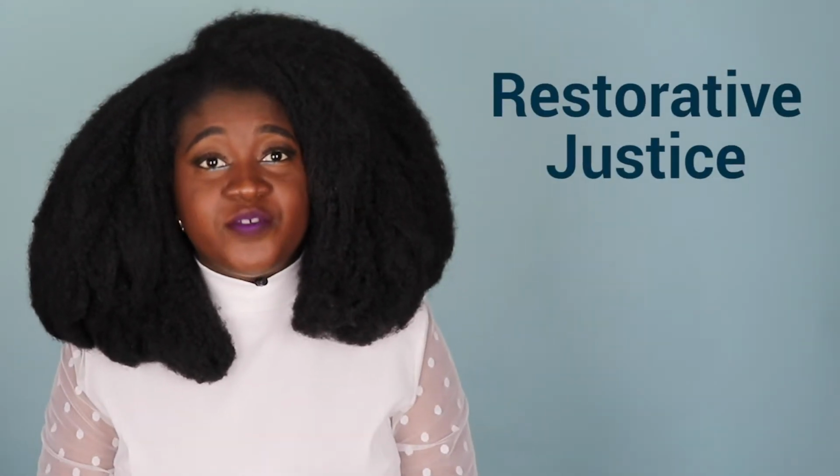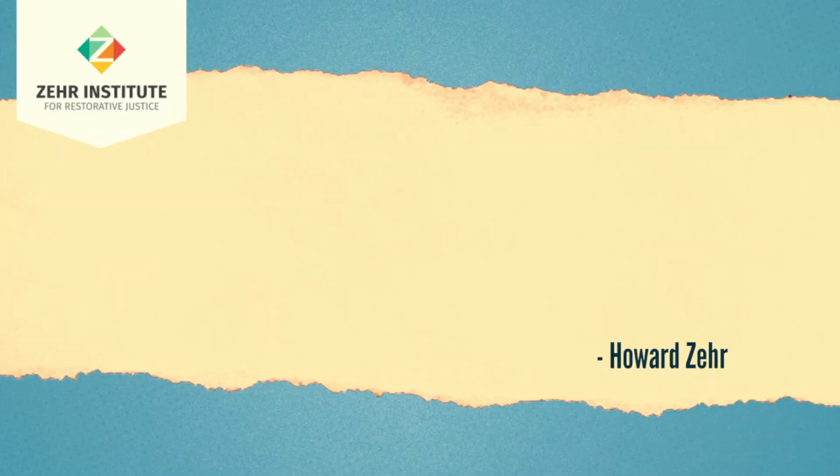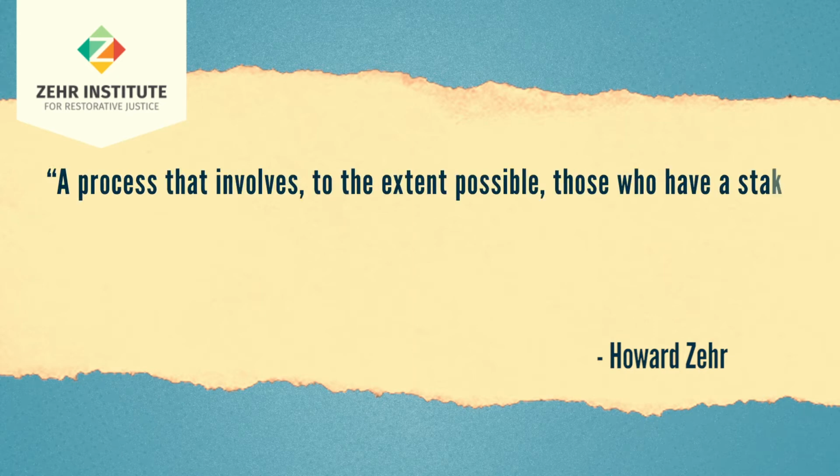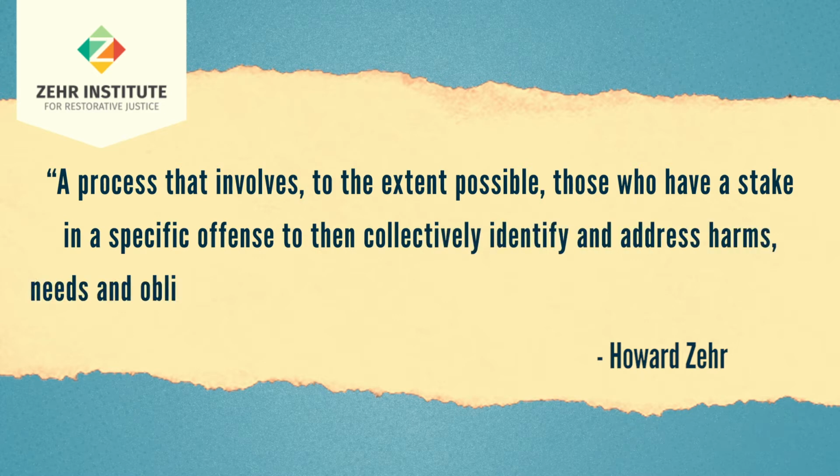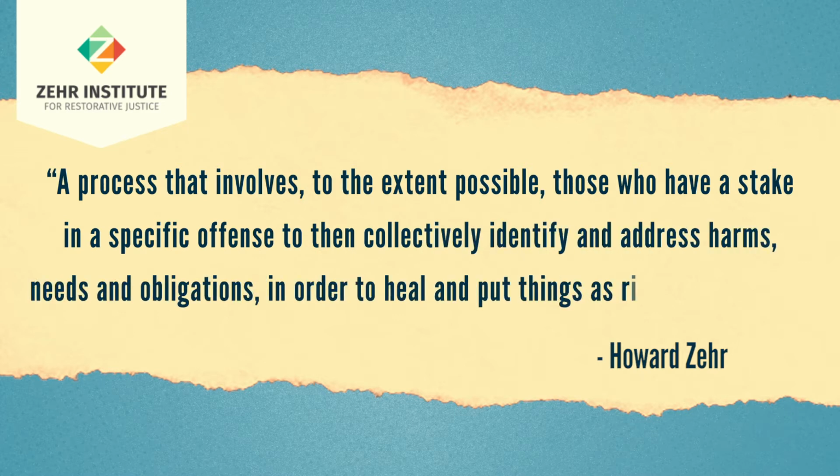And our response is often to take away resources and care in response to harm, rather than working together to understand and address why that harm happened in the first place. Well, that's precisely where restorative justice comes in. Restorative justice is an alternative approach that is defined by Howard Zehr of the Zehr Institute for Restorative Justice as a process that involves, to the extent possible, those who have a stake in a specific offense to then collectively identify and address harms, needs, and obligations in order to heal and put things as right as possible.